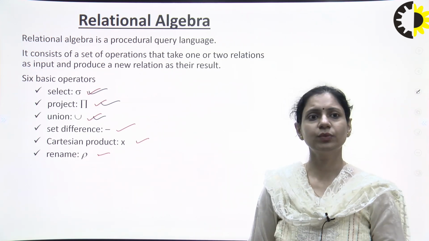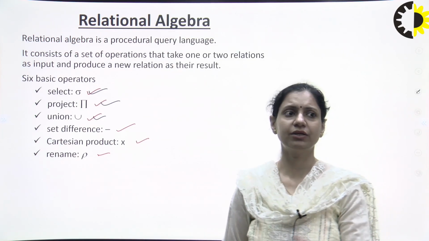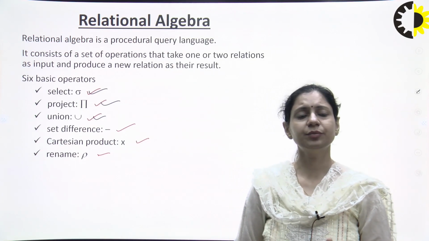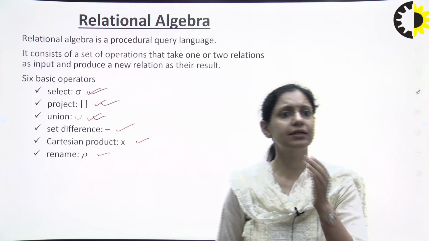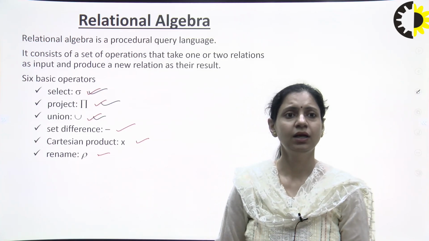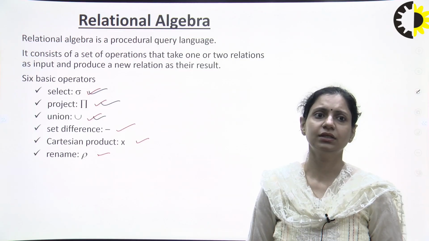Set difference is when we need some of the records that are there in the first relation but not in the other. Cartesian product is a combination of all those records that are there in relation 1 and relation 2. When we need to rename a particular relation, we use the rename operator.